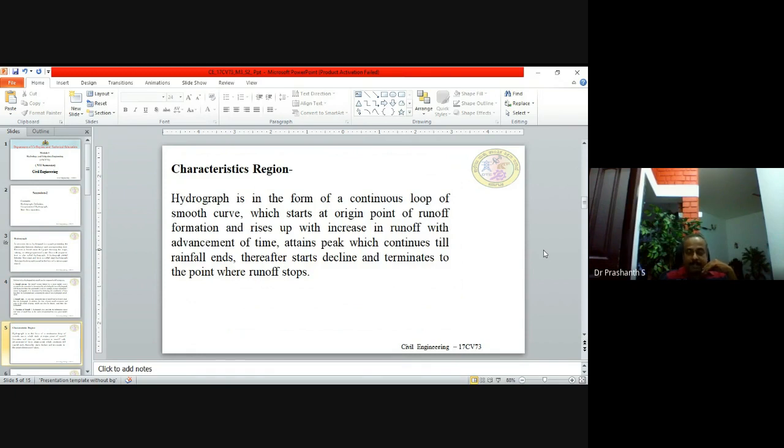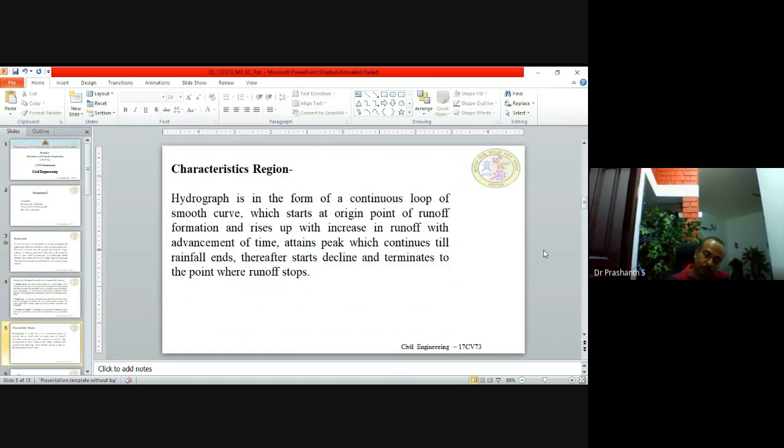Let us understand what exactly a hydrograph is. A hydrograph is in the form of a continuous loop of smooth curve which starts at the origin point of runoff formation and rises up with the increase in runoff with the advancement of time and attains a peak which continues till the rainfall ends. Thereafter it starts to decline and terminates at the point where runoff stops. So it is a continuous loop of smooth curve.